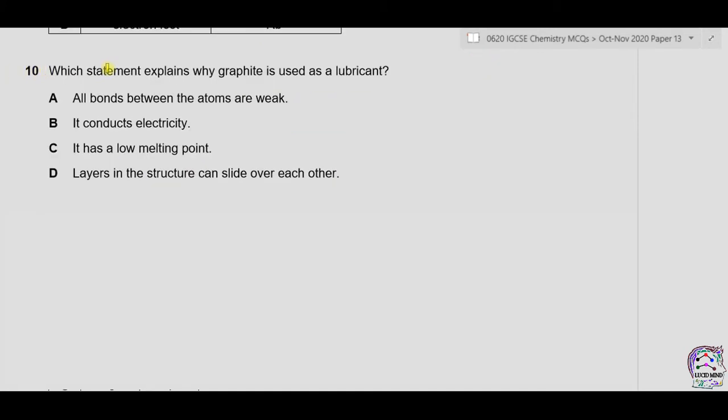Question number 10. Which statement explains why graphite is used as a lubricant? A. All bonds between the atoms are weak. In graphite, each carbon atom makes 3 single covalent bonds with other carbon atoms. So the bonds are strong, they are not weak. B. It conducts electricity. Now, graphite does have free electrons, therefore it is a good conductor, but this is not the reason for it to be used as a lubricant.